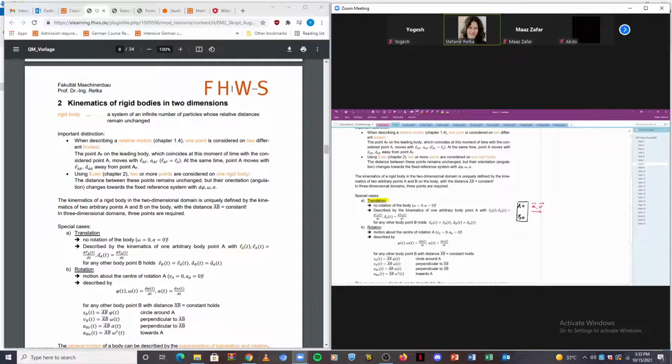And then later in time, this object may be here with point A and point B.